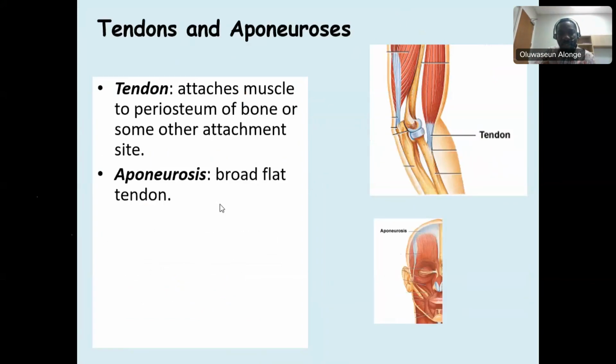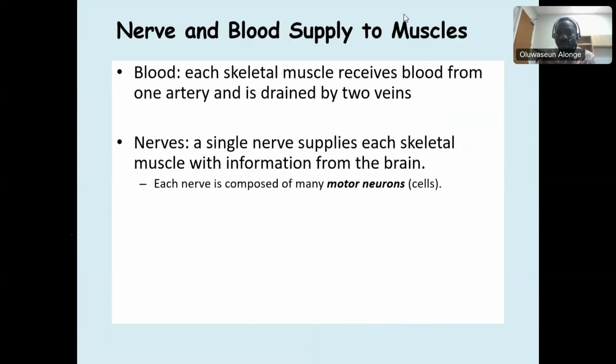All right, let's go. Now, tendons are simply the connector between muscles and bone. So you see, now when you have a tendon that is flat, we call it aponeurosis. Now, nerve supply, so the muscles and the blood supply. General rule is that blood supply to the muscle is in this format. Each of your skeletal muscles receives blood from one artery and they will be drained by 2 veins. So one artery supplies, two veins drain.